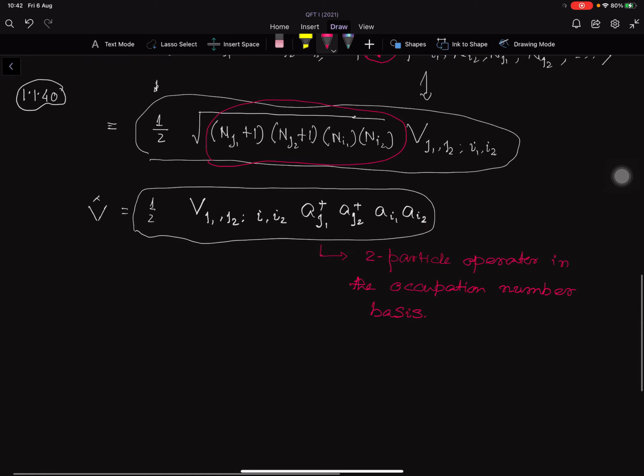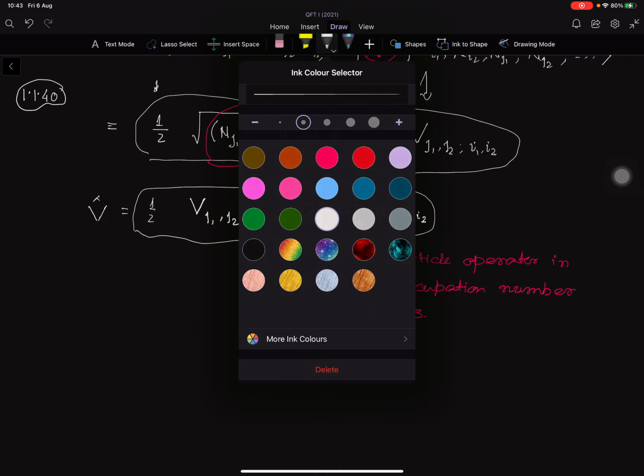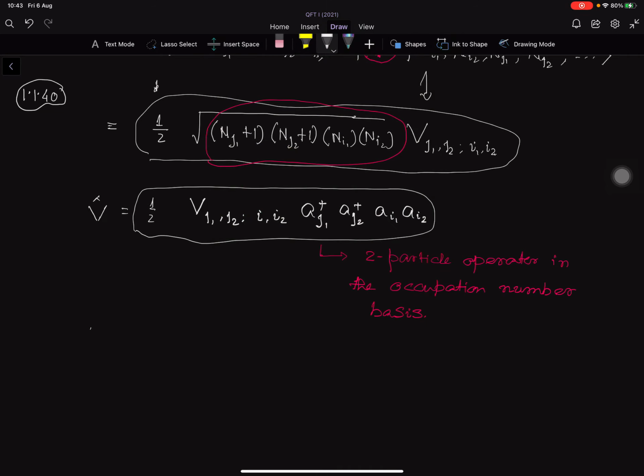Now in this basis we can always define the number operator. The number operator is simply A_I dagger A_I, and hence the total number is the sum over the number operators. Sorry, let me denote it R.